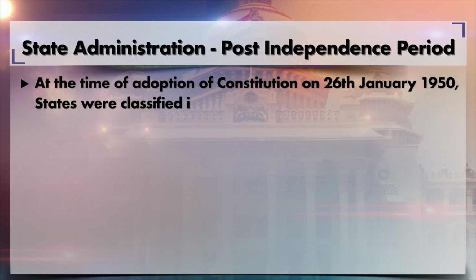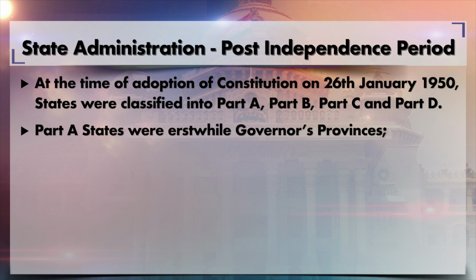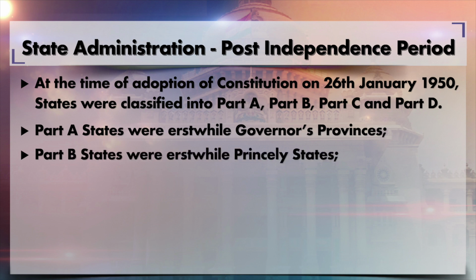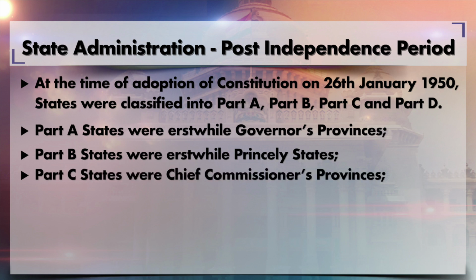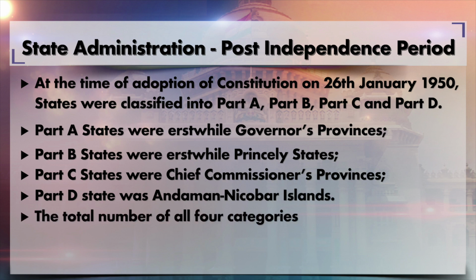At the time of adoption of the Constitution on 26th January 1950, the states were classified into Part A, Part B, Part C and Part D states. The Part A states were those provinces which were under the rule of the governor. Part B were those under the princely states. Part C states were chief commissioners' provinces. The Part D state was Andaman and Nicobar Islands. The total number of all four categories of states was 29.